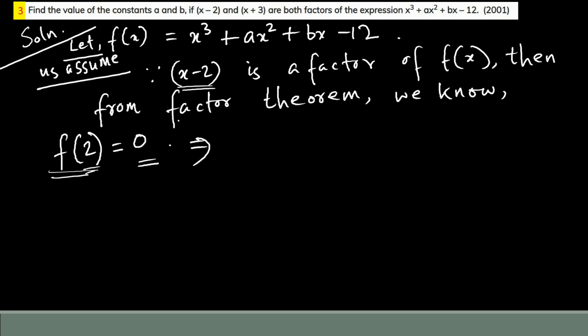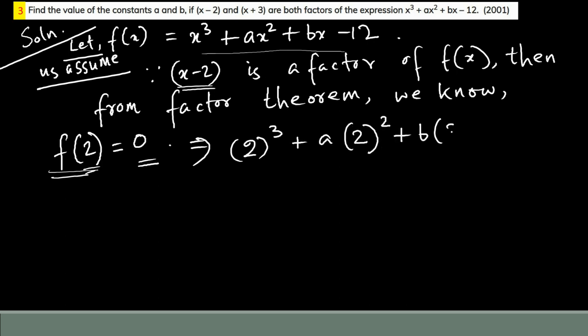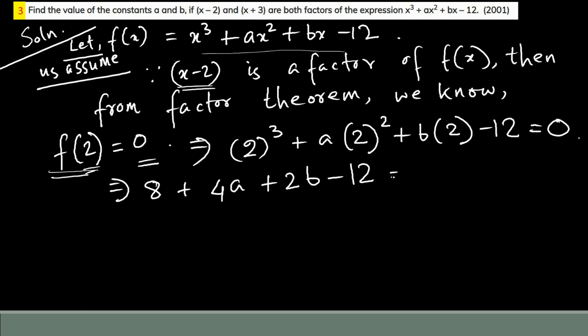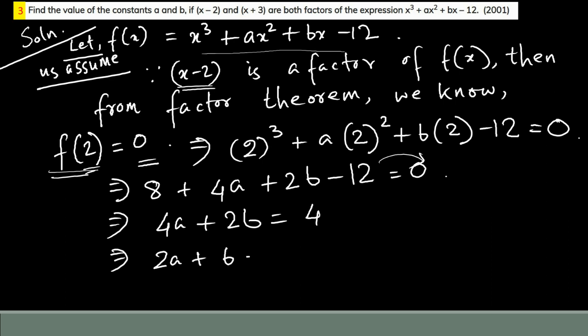So now we have to put 2 in this expression. So this is 2 cubed plus a times 2 squared plus b times 2 minus 12 equals 0. So from here we get 8 plus 4a plus 2b minus 12 equals 0. Let's do this: 4a plus 2b equals 12 minus 8, since 8 goes to the other side, which is 4. Now you divide both sides by 2, so you get 2a plus b equals 2. Put this as equation 1.